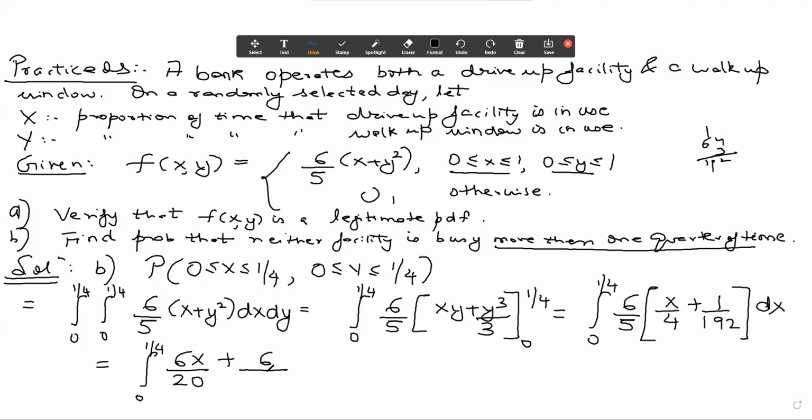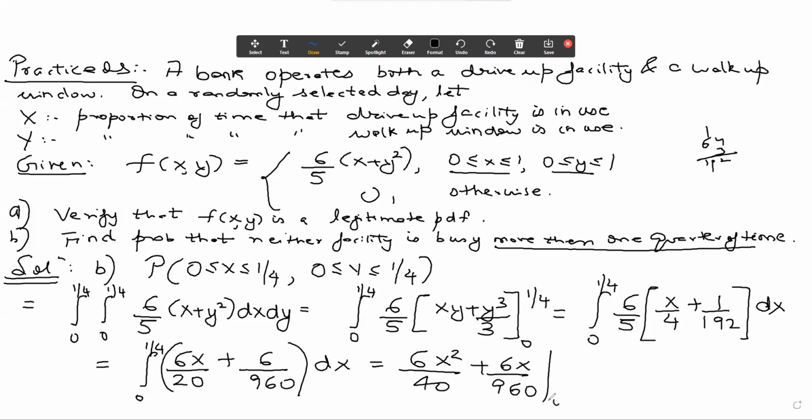192 into 5 is how much? We can just check. 960. So you will now integrate this with respect to x. This will come out as 6x square by (20 into 2), that is 40, plus 6x by 960. You will run this from 0 to 1/4. You will get the answer as 0.0109.